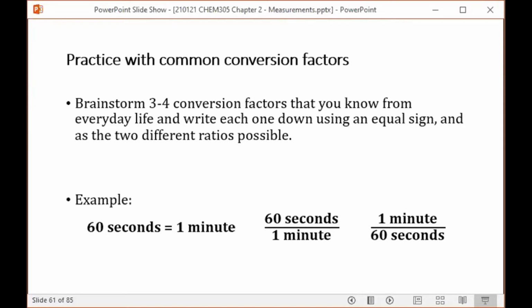Write each one down using an equal sign to show how they're related, and then write each one as the 2 possible ratios. And this is just to give you some practice getting comfortable with taking a conversion factor that's written as an equation like this and converting it into the 2 possible ratios. So give yourself a minute here to brainstorm 3 to 4, write them down to get yourself really familiar with expressing conversion factors as these different mathematical relationships.